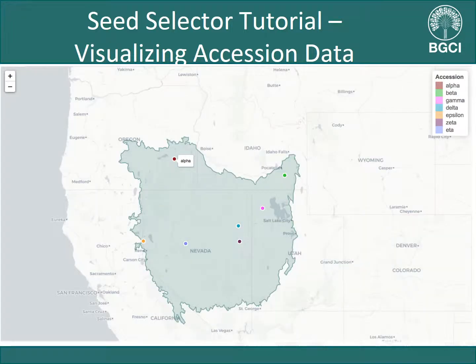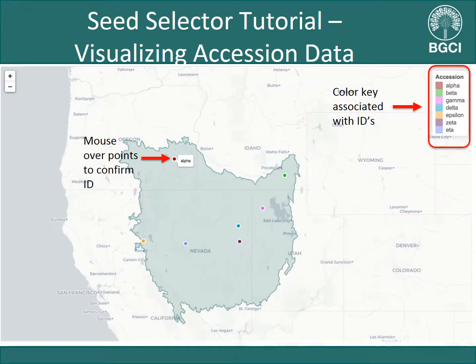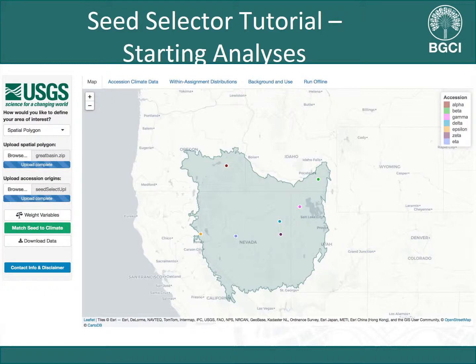Once you have uploaded your spreadsheet of accession data, the app will draw their points of origin on the map. The app assigns a unique color to each ID in the spreadsheet, which you can refer to in the accession legend key. You can also mouse over points to reveal their ID. Once both the area of interest and our accession data are uploaded, click the Match Seed to Climate button to begin the analysis. We will leave other settings as is for the moment.